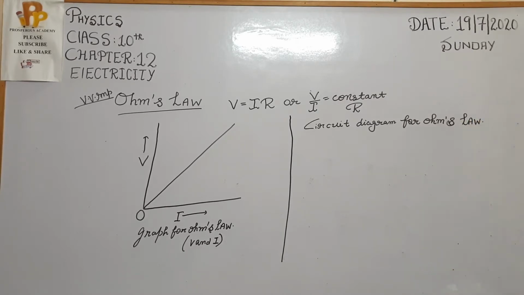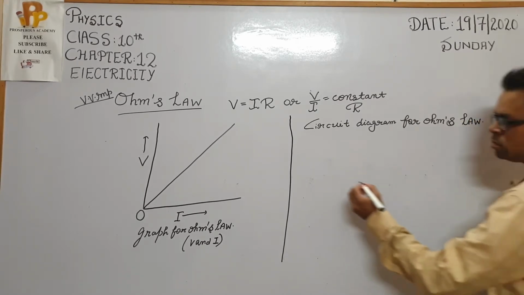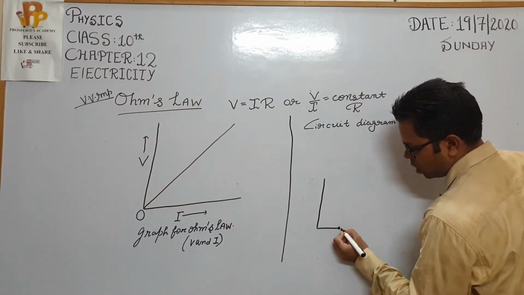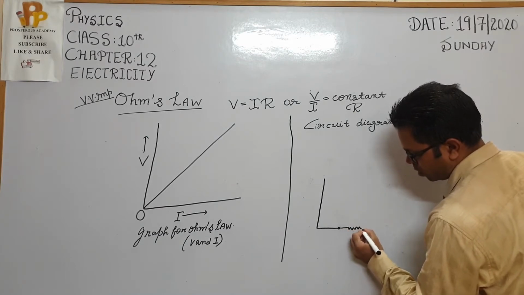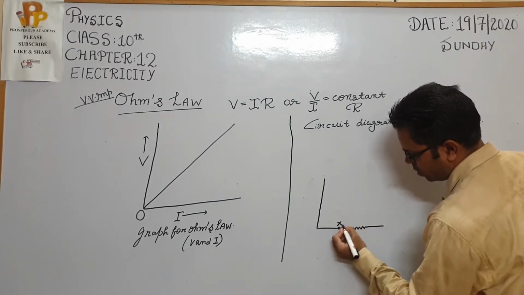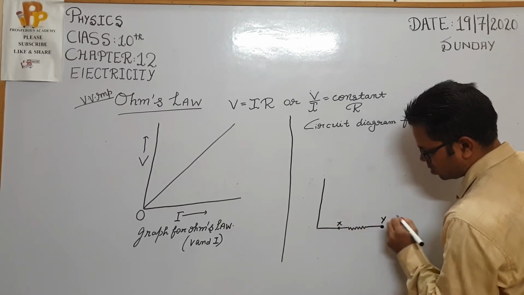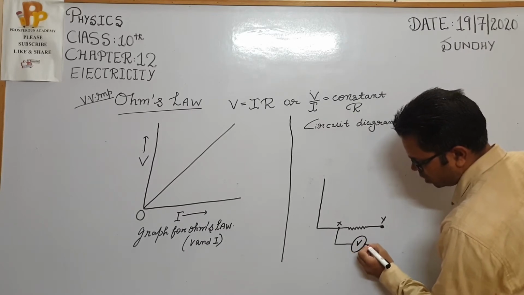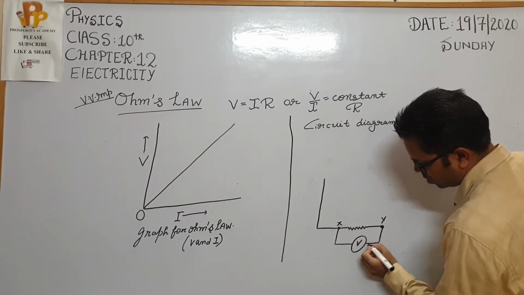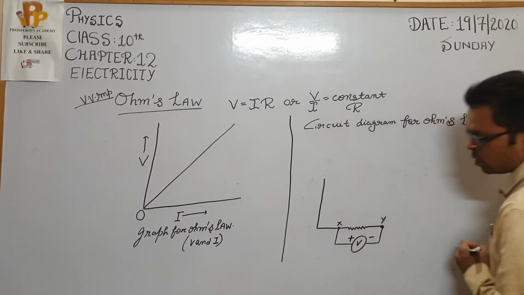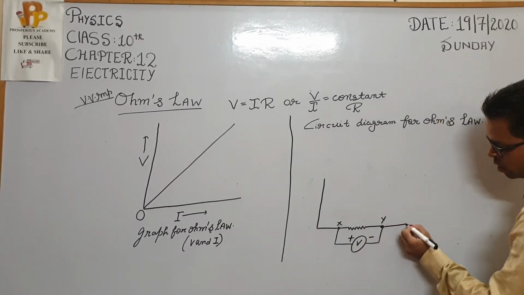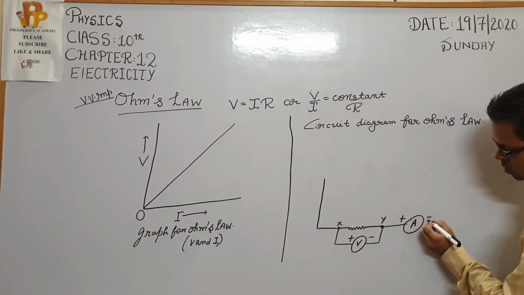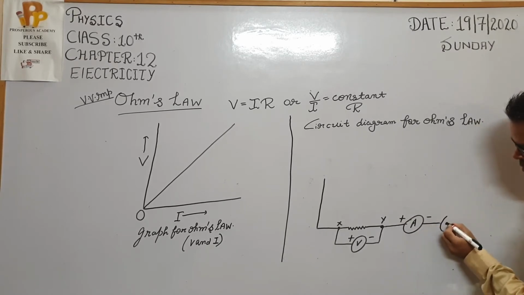Draw the circuit diagram बच्चे. First of all, take 2 points X and Y. From here you join with the voltmeter, that is V. Further you connect with the ammeter, then with key K.